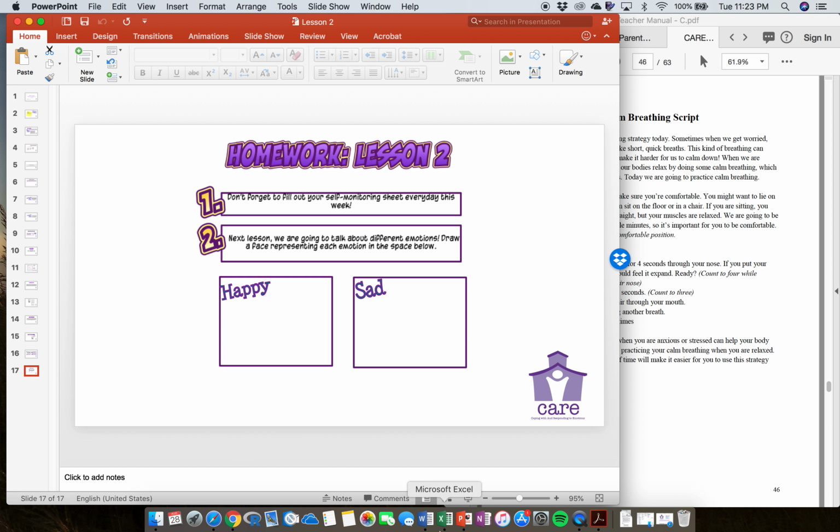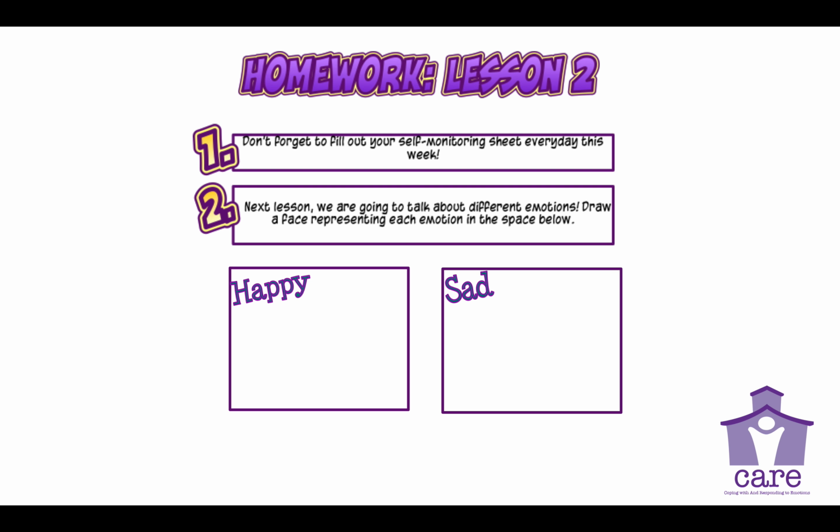The very final steps here would be to review the Lesson 2 homework quickly. So the Lesson 2 homework has 6 boxes. I've got an example of 2 boxes here where students are going to draw a face representing each emotion in the box below, because next week in Lesson 3 we're going to be talking about emotions, and so this is prep for the next lesson, so you can have students draw their faces there.